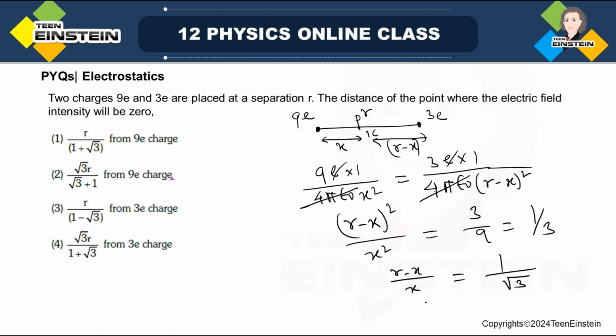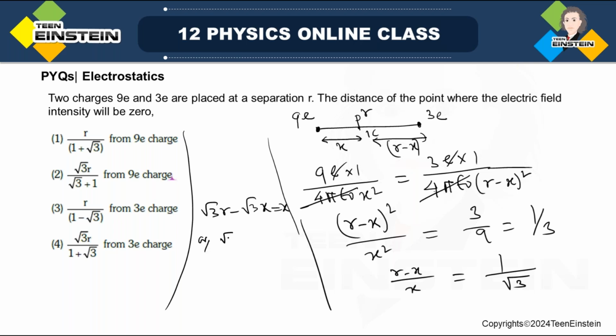So if I do this simplification a little bit, let me just do it here. I'll get √3 r minus √3 x is equal to x. That means square root of 3 plus 1 into x is equal to square root of 3 r. So we have to find out what is x. x is equal to square root of 3 r divided by square root of 3 plus 1. So this will actually be the distance from the 9 coulomb charge.